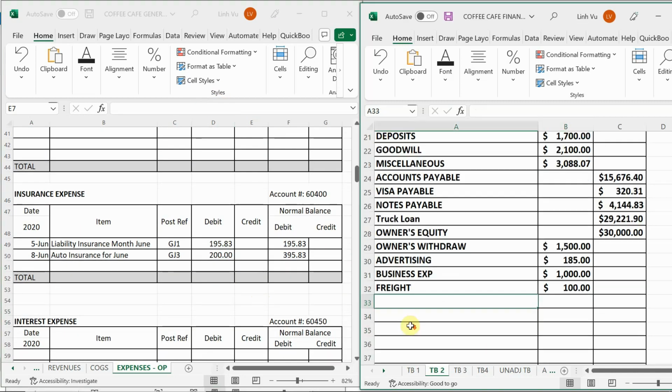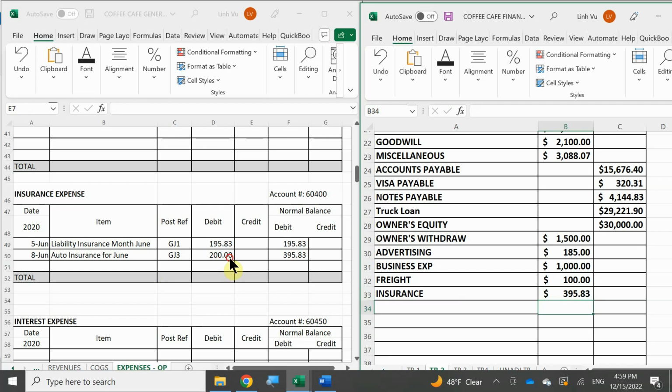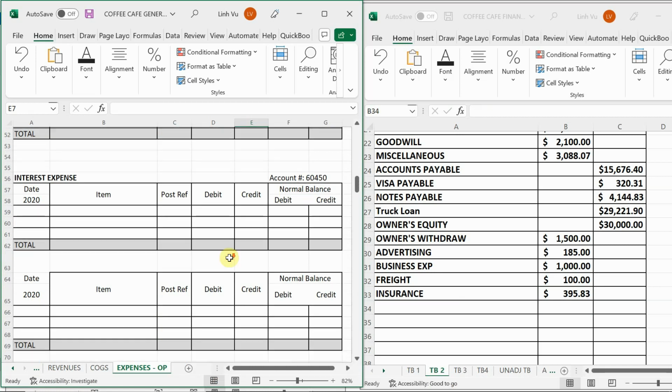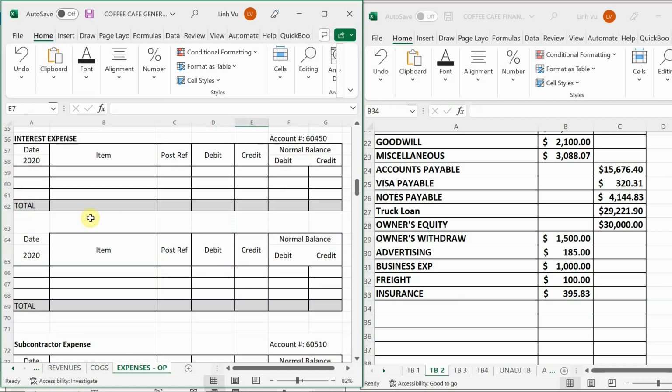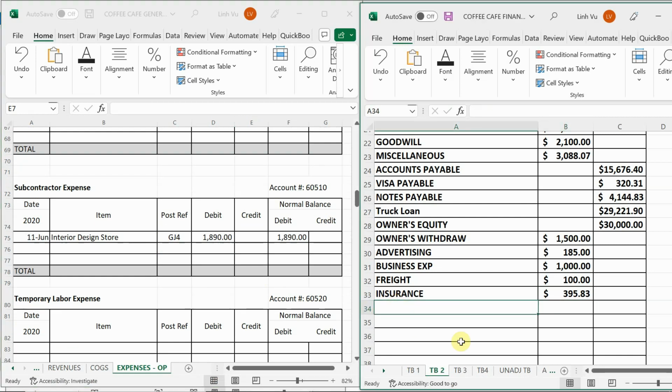Insurance expense, right? We end up buying car insurance on top of the liability insurance that we already have. So therefore, yes, we increased our insurance expense by $395.83. Okay? And then let's see. No interest expense yet because we haven't received our bills yet with our interest accrued. Okay? This is supposed to be labor. Okay? But we did encounter subcontractor expense.